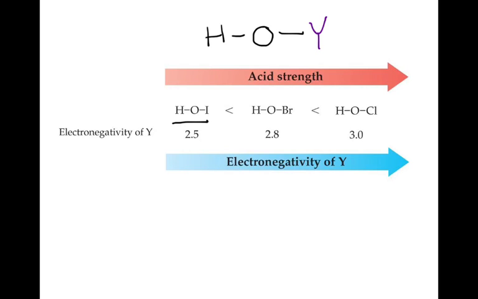The way we can think about that is that if we have a really electronegative Y group, it is going to polarize the OY bond, drawing electron density toward itself. Oxygen's pretty electronegative too, so it's going to compensate by polarizing the OH bond, drawing electron density toward oxygen. That's going to weaken the OH bond and make for a stronger acid. So the OH bond in HOCl is weaker than the OH bond in HOI. And so that's going to lead to a stronger acid, HOCl, and a weaker acid, HOI.